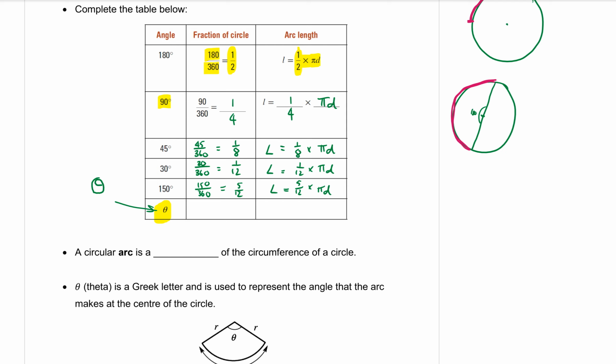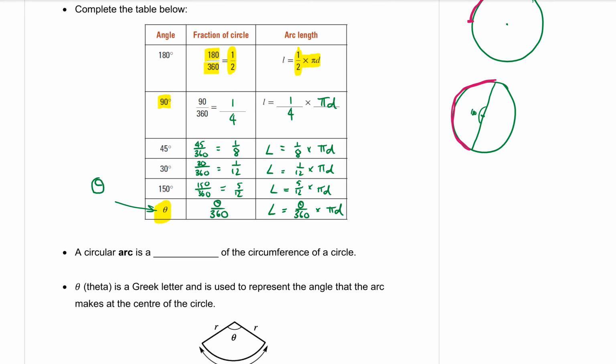So whatever angle we're given, which is going to be called theta, we're going to divide that by 360, which means if I wanted to find the arc length, I would take the angle, I would divide it by 360 and times it by my circumference formula.